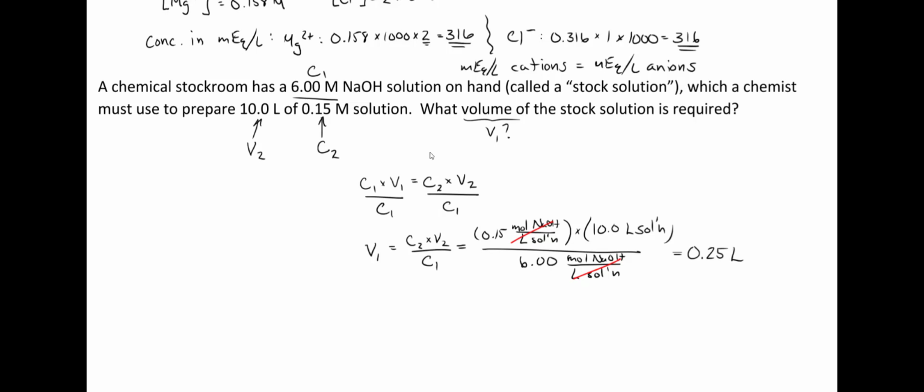It's two significant digits because the value of C2, 0.15, is only two significant digits. And so what we would do is take a quarter of a liter, 0.25 liters, which would be equivalent to 250 milliliters of the stock solution, and then from there we dilute it down to a final volume of 10 liters.